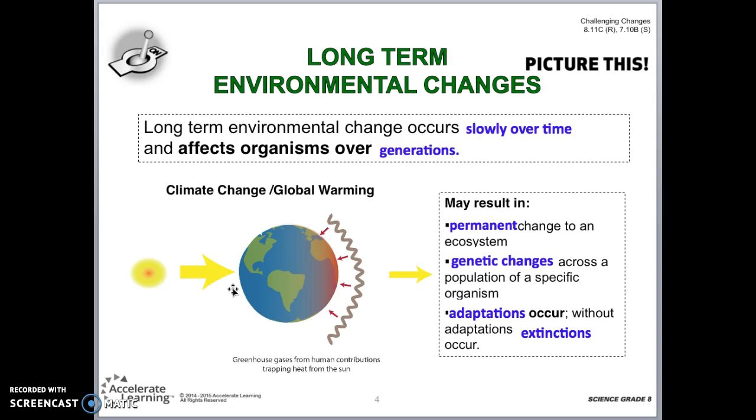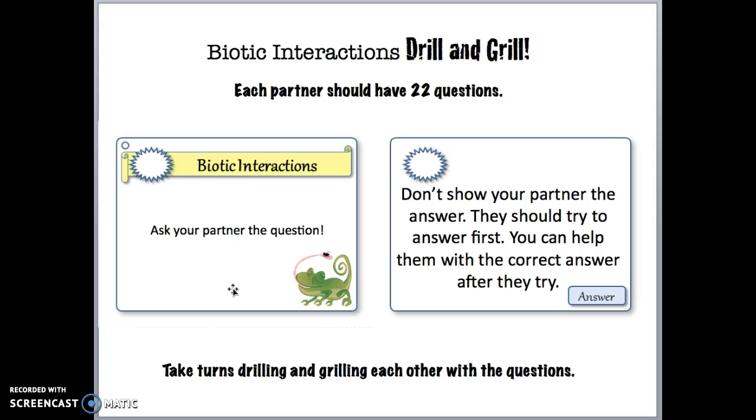All right, this should get you caught up with your notes. And now what you guys are going to do is the biotic interactions drill and grill. Each partner should get 22 question cards. You're going to ask your partner the question, but don't show your partner the answer. They should try to answer first, and you can help them with the correct answer after they try. Take turns drilling and grilling each other with these questions.